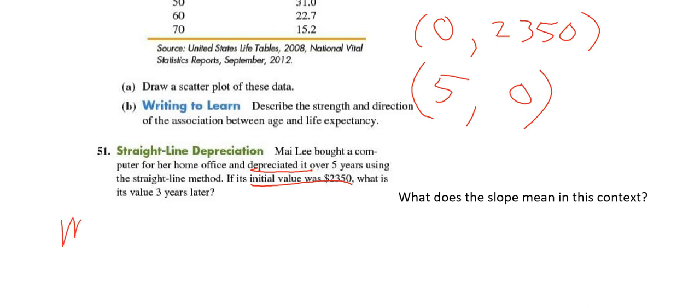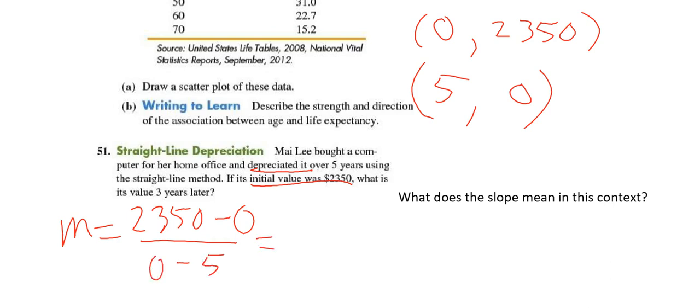So what's the slope? Hopefully we know how to do this, right? 2350 minus 0 over 0 minus 5 equals how much? Well, if it's 470, that means it's going up in value. Negative 470, that is true. Negative 470 over 1. You look like you did everything right. Okay, interpret what this means.